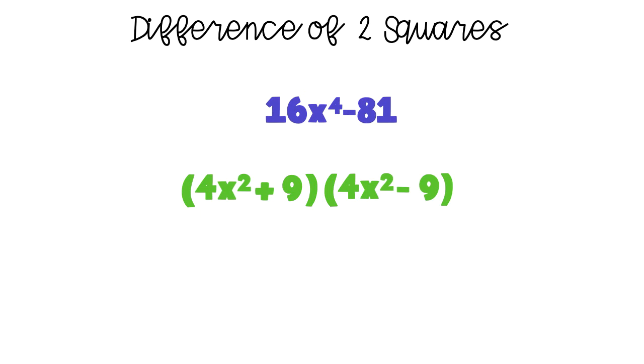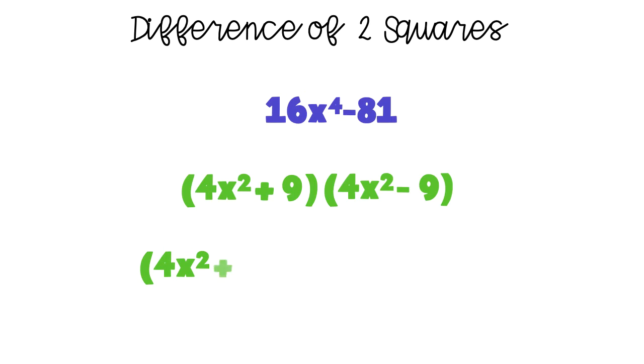But wait, I'm not actually done. I see 4x squared plus 9, and I don't see anything wrong with that. That's a sum of two squares, which doesn't exist. That cannot be factored anymore. However, the second set, I have 4x squared minus 9. That's another difference of two squares. I'm not done with this problem.